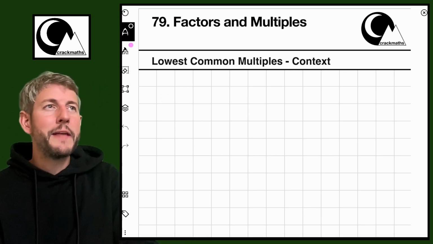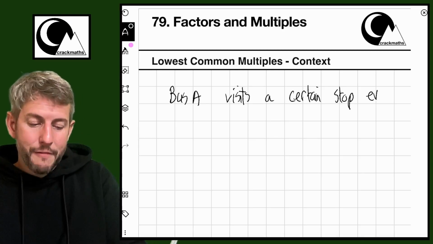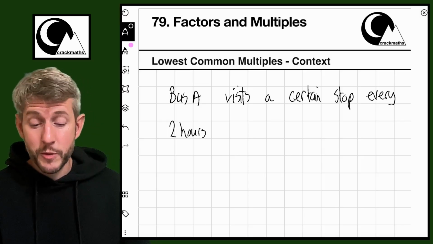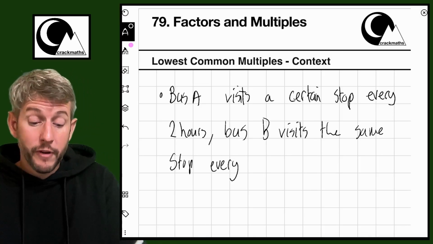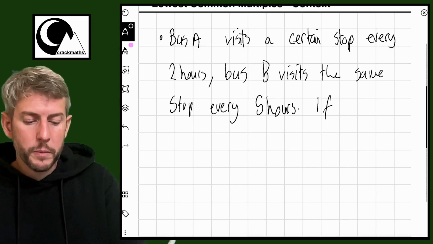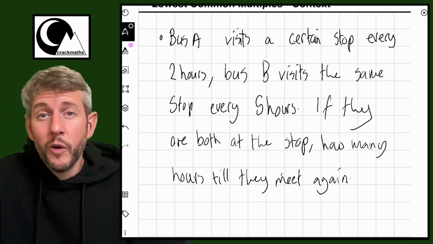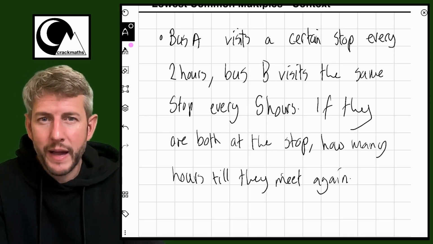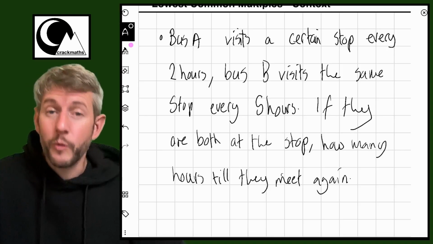So we could say that bus A visits a certain stop every 2 hours. Bus B visits the same stop every 5 hours. If they are both at the stop, how many hours till they meet again?